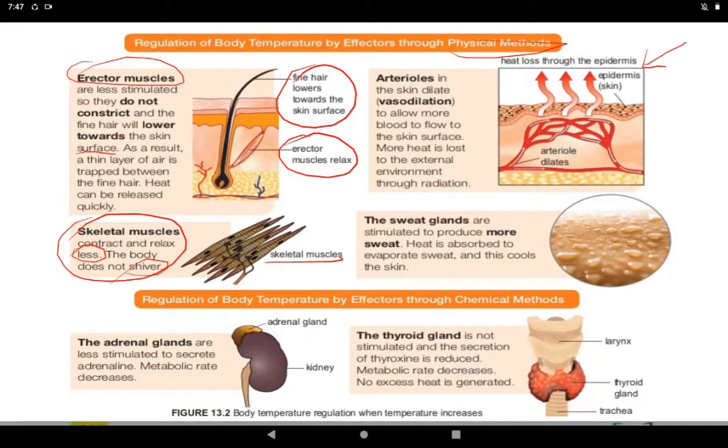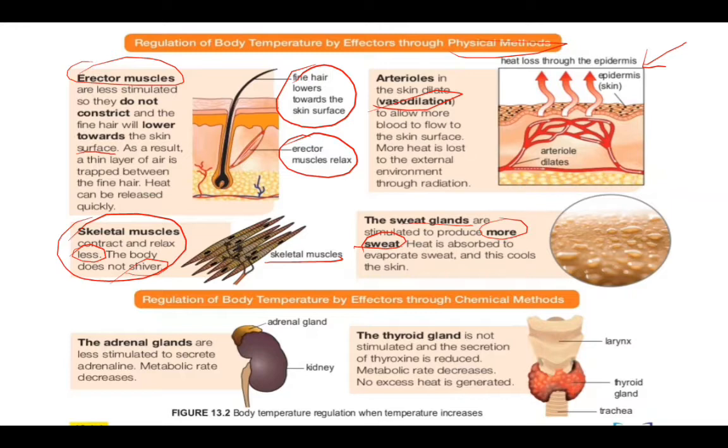Okay. So ingat vasodilation. Kemudian sweat glands are stimulated to produce more sweat. Supaya kita berpeluh. That's why bila kita panas, the temperature of our body increase. Kalau kita berpeluh, kita punya suhu badan itu akan turun. So di sini apa yang jadi adalah the sweat glands stimulated to produce more sweat. So heat will be absorbed to evaporate sweat, and this cools the skin.